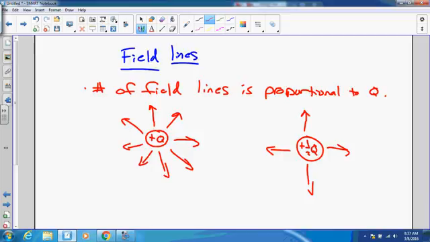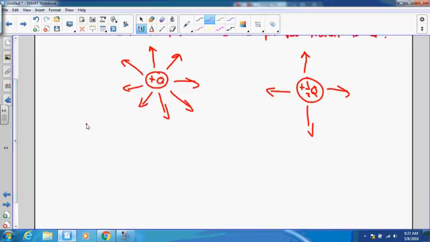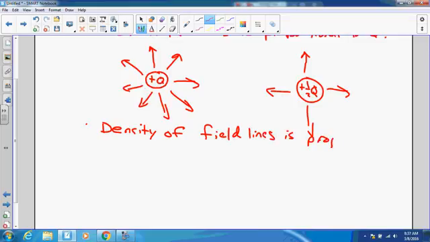So, let's just get these facts on the table. The number of field lines is proportional to Q. The density of the field lines is proportional to the field. Yes, sir?